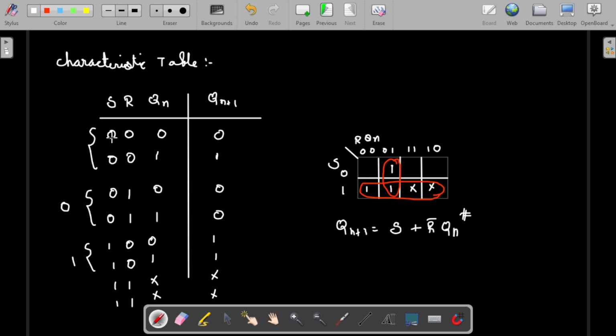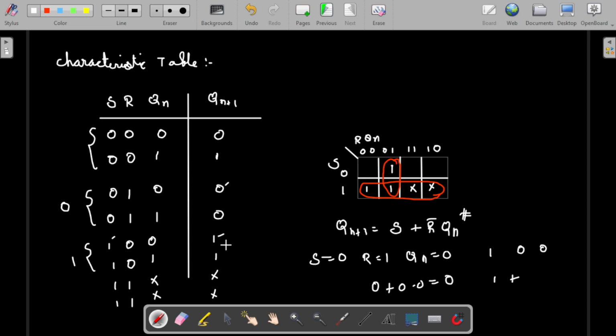If you substitute values, for example, let me take S equal to 0, R equal to 1, and Qn equal to 0. Substituting all here, 0 plus 0 into 0, the output will be 0. We have applied this and we have got this. Now let me substitute another: whenever S is equal to 1, and R and Qn are 0, S is 1, so 1 plus anything, the output is 1.